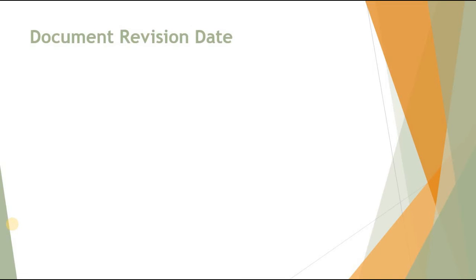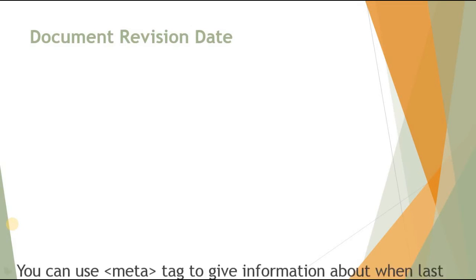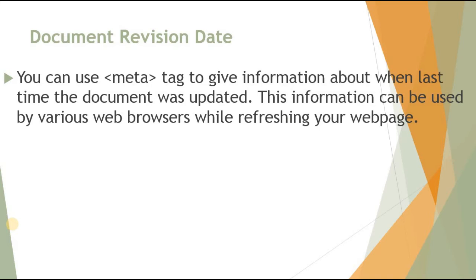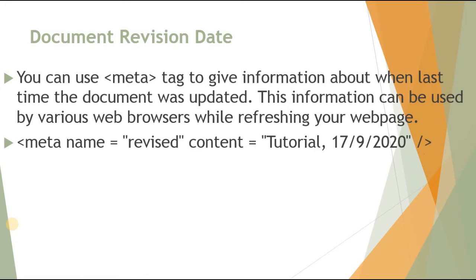Second, document revision date. You can use a meta tag to give information about when the document was last updated. This information can be used by various web browsers while refreshing your web page. And this is an example for the revision date, where we wrote meta name is equal to revised and the content is equal to tutorial, then the date is written there.